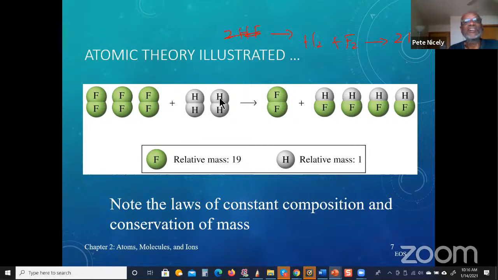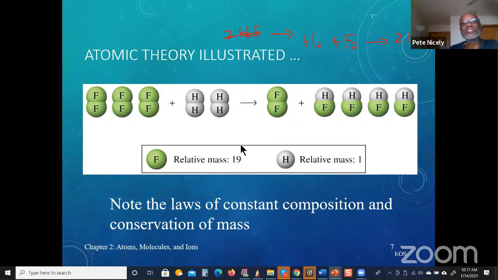Each of these molecules of hydrogen will react with a molecule of fluorine. So this hydrogen molecule will react with this one, and this hydrogen molecule will react with this one, right? So therefore there'll be 1 fluorine molecule left unreacted. So when these 2 molecules of hydrogen react with these 2 molecules of fluorine, you're going to end up with 4 molecules of hydrogen fluoride, all right?